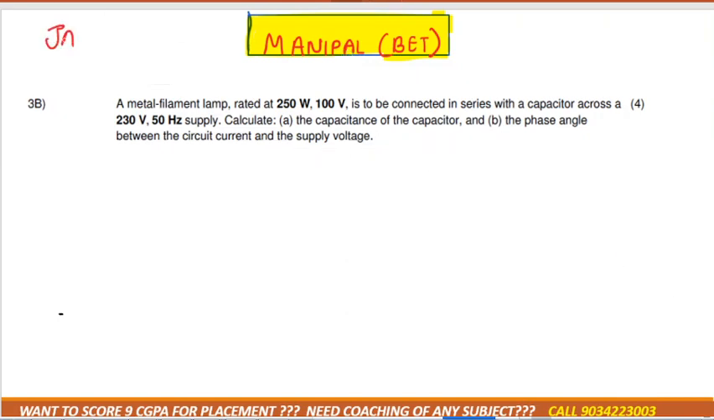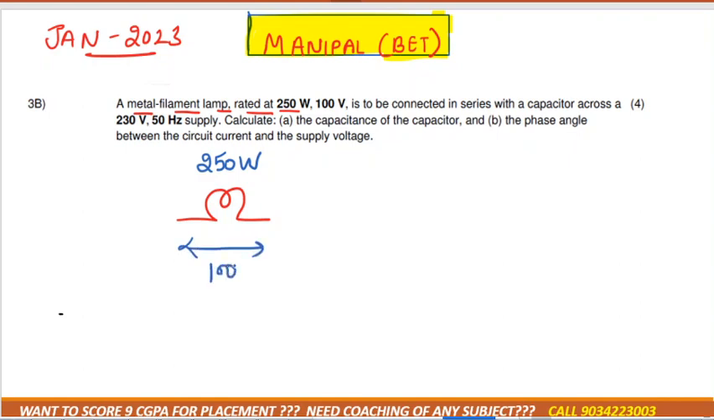Third question, a metal filament lamp rated, what means bulb over, and this bulb consumes power. Always draw a diagram in it, okay? And the voltage they have given is consumed by the bulb only.